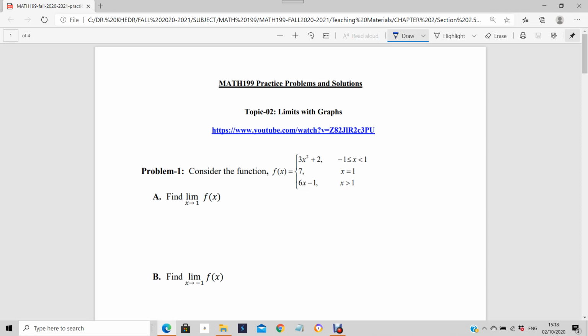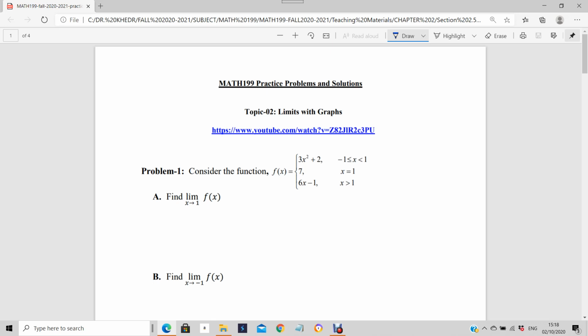Today we will solve some questions on the continuity of the function. Let me just remind you of the continuity test. To use the continuity test, we have to apply three conditions.